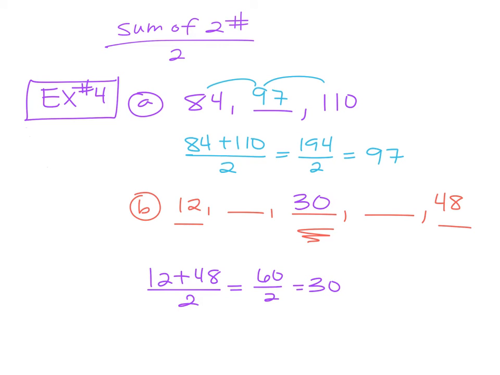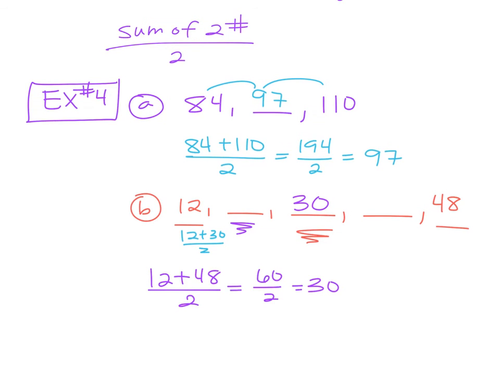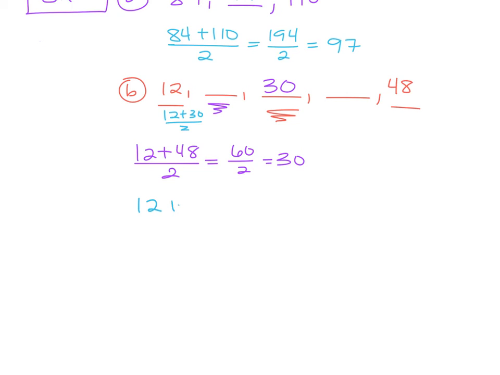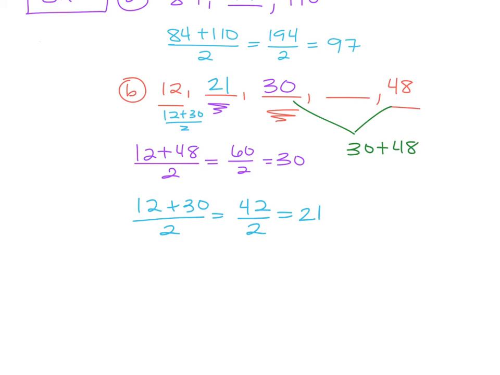Now how do you find this one? 12 and 30 averaged will give you that one, okay? So now you're going to go 12 plus 30, and cut it in half. Let's just do that down here. I'm running out of space. 12 plus 30 divided by 2, or 42 divided by 2, is 21. So this one will be 21. And then for your last one, you're going to do these two. 30 plus 48 divided by 2. So 78 divided by 2 is 39.